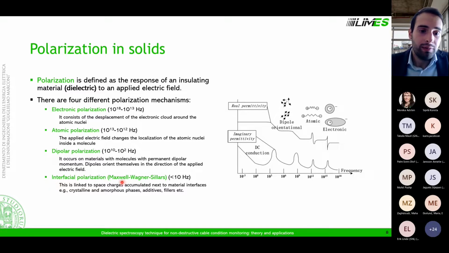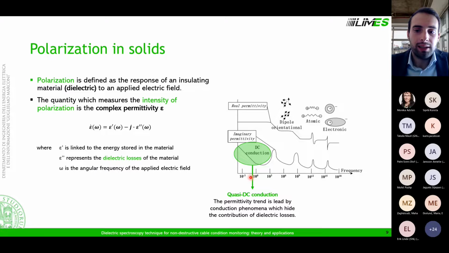This interfacial polarization is usually quite difficult to analyze because in the lowest frequency region we can also have the quasi-AC conduction. The quasi-AC conduction brings to the hiding of the imaginary part of permittivity trend, due to the fact that the trend of the imaginary part of permittivity is led by the movement of charges, which brings to the so-called conduction.